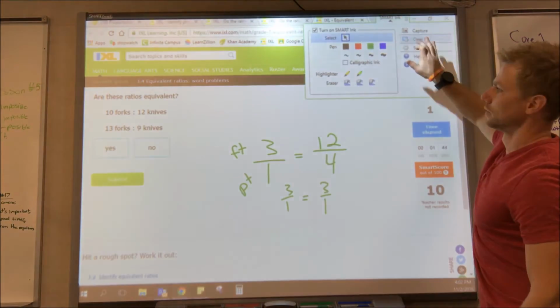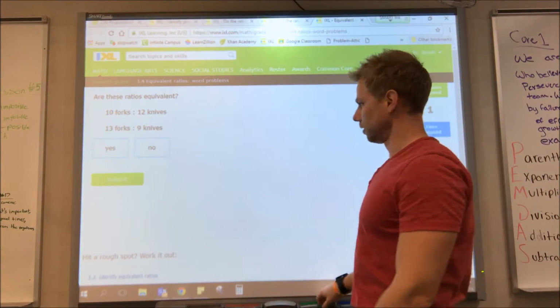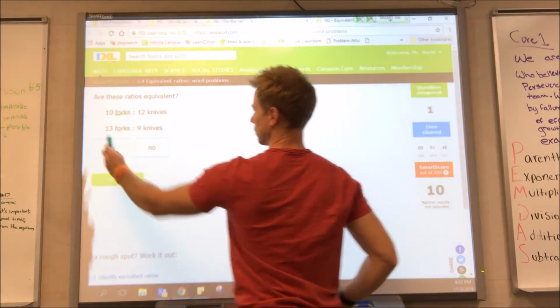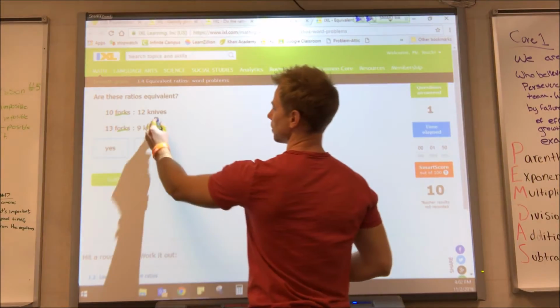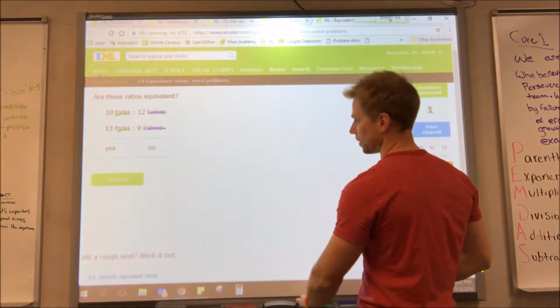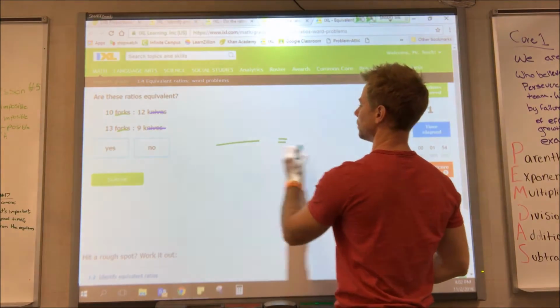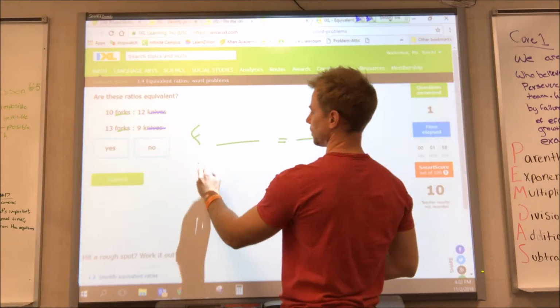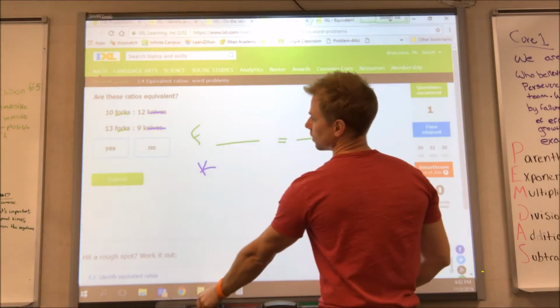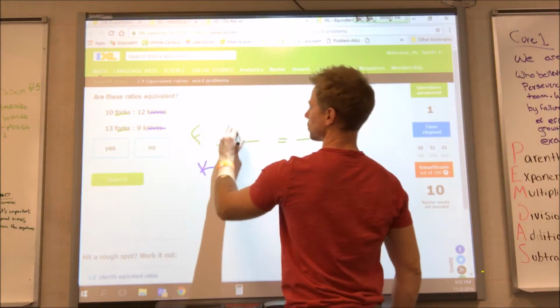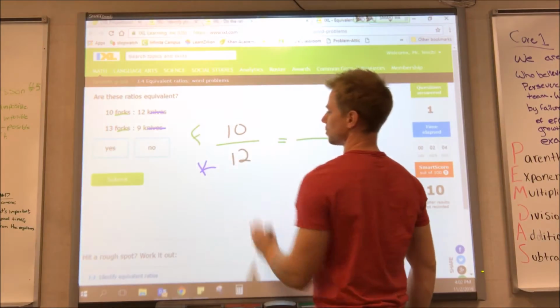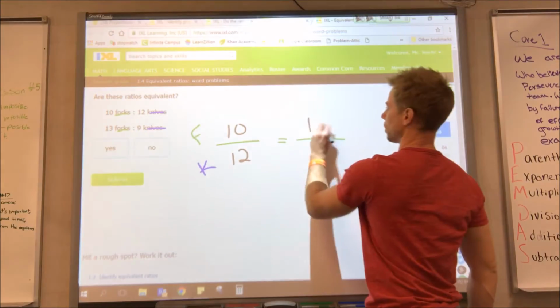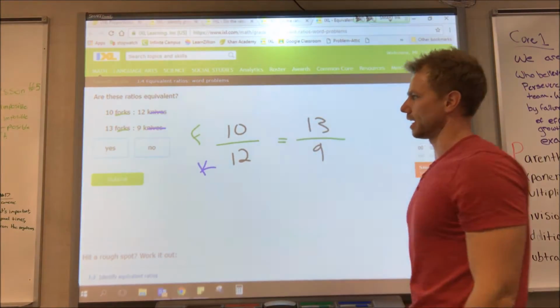Good. Same thing on this one. Our labels are forks and knives. So on the top, in my proportion, I'm going to put forks. On the bottom, I'll put knives. So we have 10 forks for 12 knives. We have 13 forks for 9 knives.